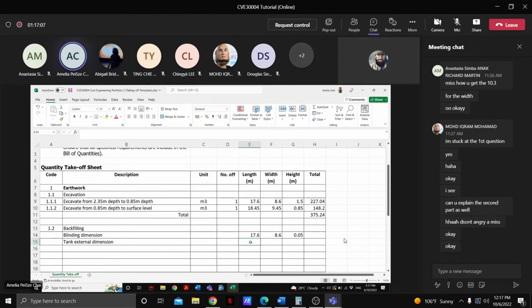The tank is how much? 12.6, 3.6, and then this one is 2.3. Tank external dimension 2.3. Know why? Your depth including your base, 2 meters depth plus your base, so it's 2.3. Okay, so calculate this out.